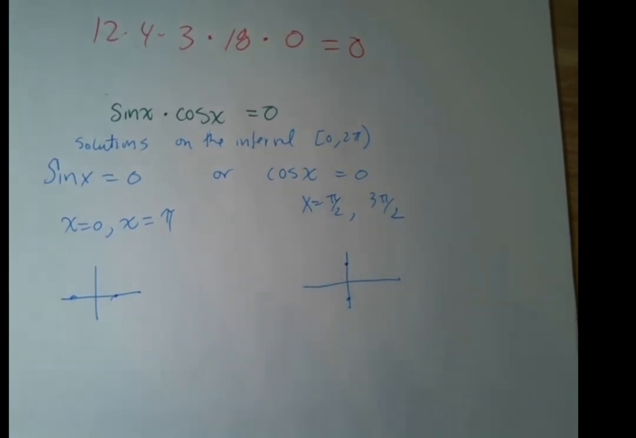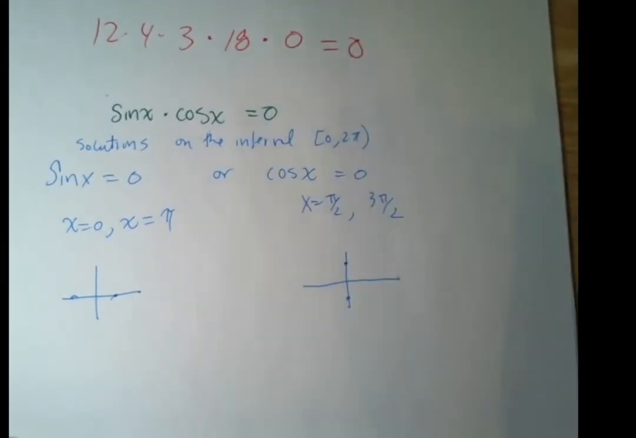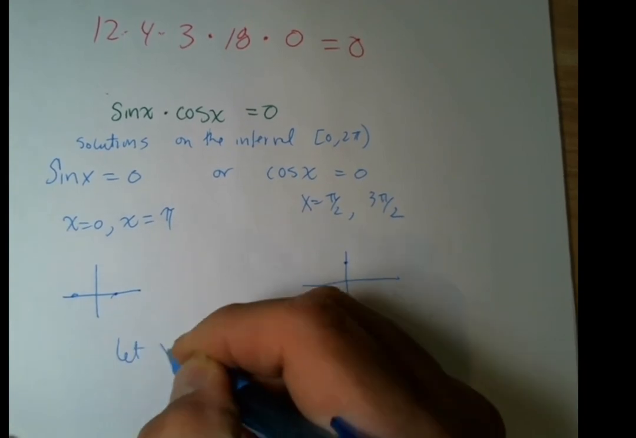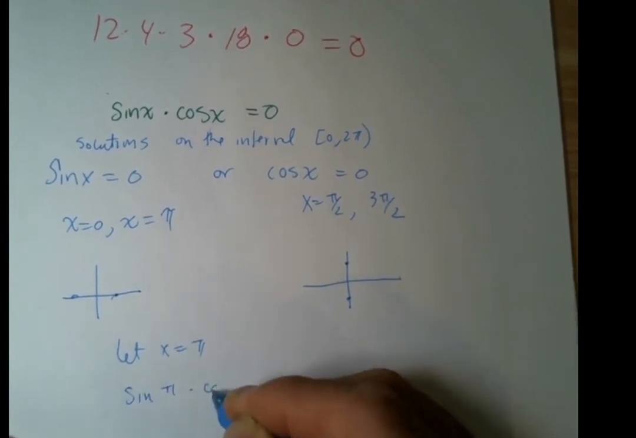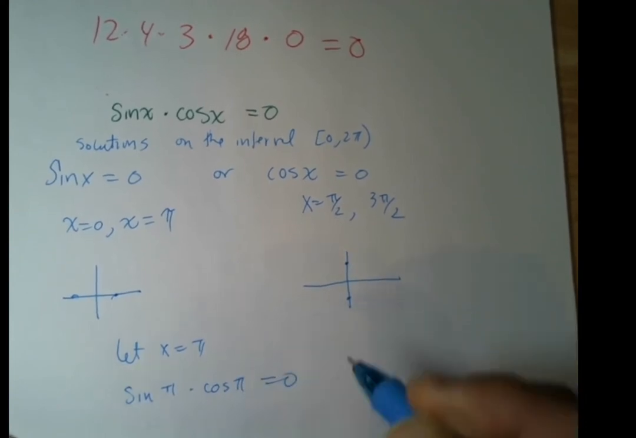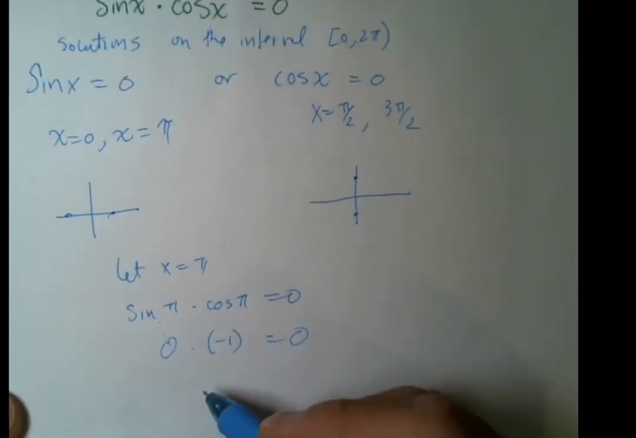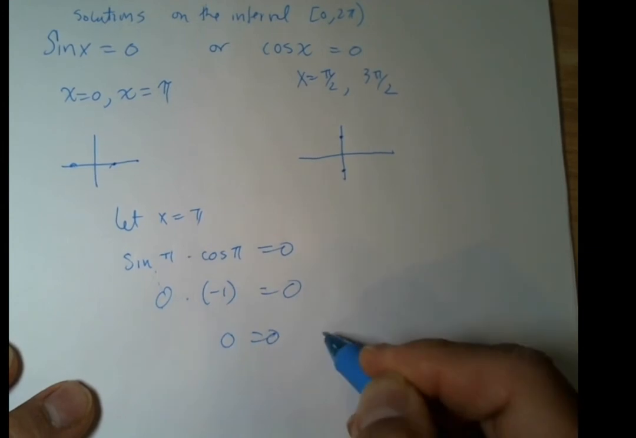Now again, both of them do not have to be 0. When we multiply factors, just one of them needs to be 0. Similar to this right here, we'll test one of these. Let's let x equal pi. We get sine of pi times cosine pi equals 0. This is 0. This is -1. But again, 0 times any number is 0. So that checks out.